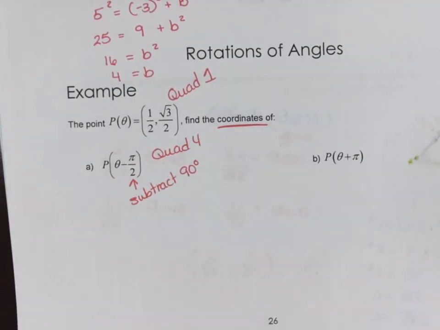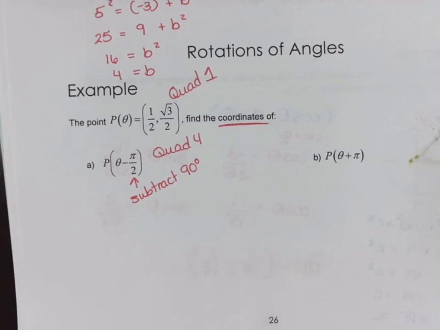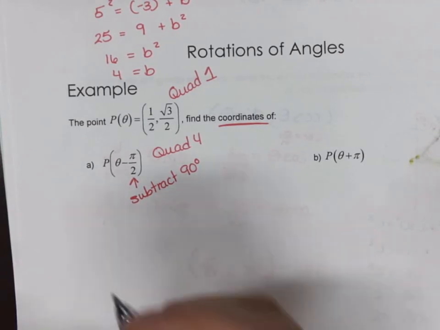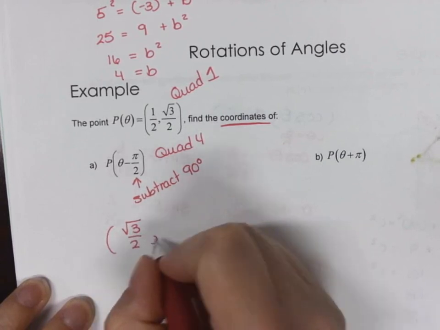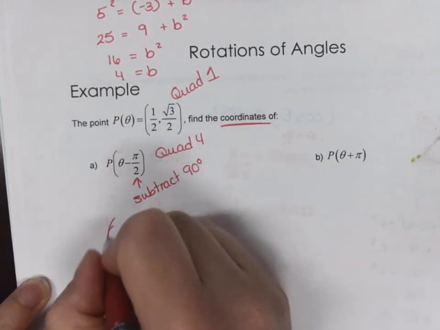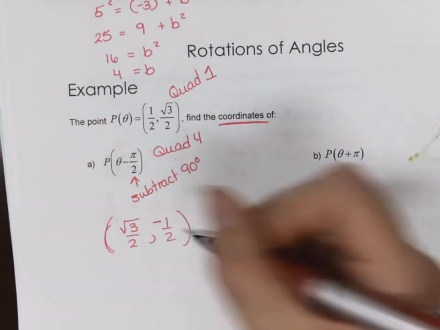So if you were in quadrant 1 and I told you to subtract 90 degrees, you're going to be in the negative, so you're going to be in quadrant 4, like you've rotated around. So you kind of have to get some visualization here. So we've gone 90 degrees. So what's going to happen? Coordinates are going to flip. So my new coordinates are root 3 over 2 and 1/2. And I'm in quadrant 4.